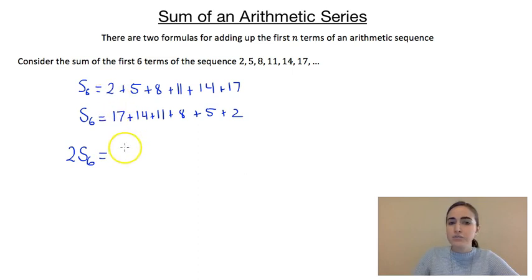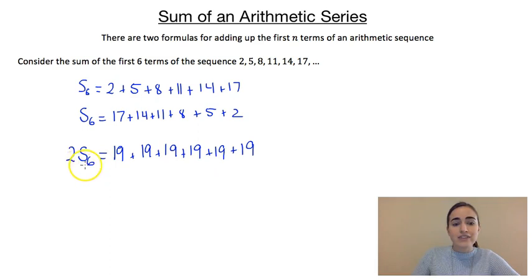If I add my 2 to my 17, that gives me 19. My 5 and my 14 give me 19 as well. My 8 and my 11 give me 19, the 11 and 8 give me 19, the 14 and 5 give me 19, and the 17 and 2 give me 19 too. That's going to give us 2 times S6. So to get S6, I'd have to do a half times all of this, which I'm just going to shorten down to 6 times 19.